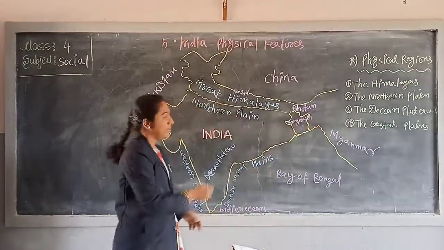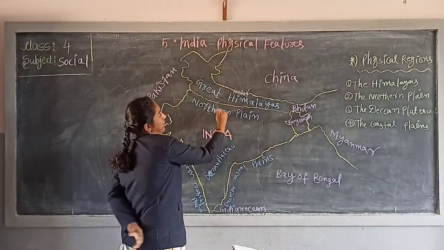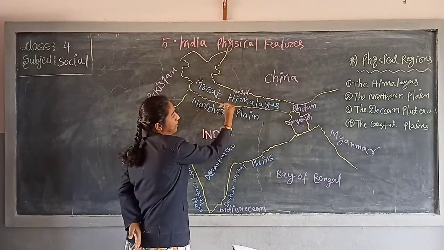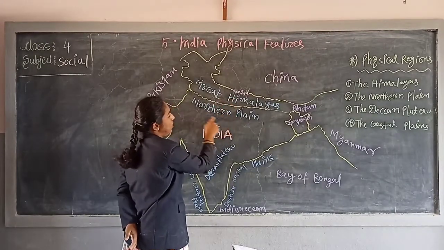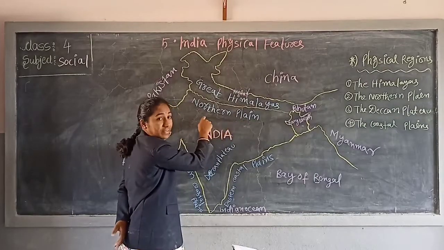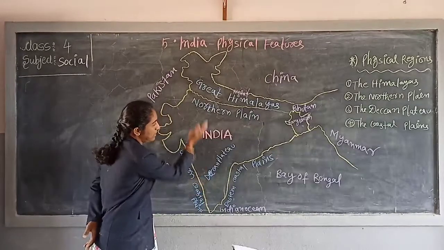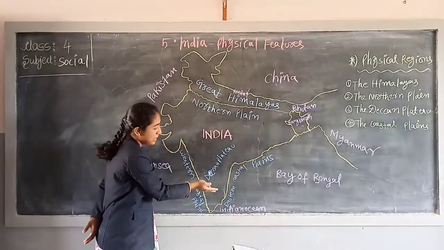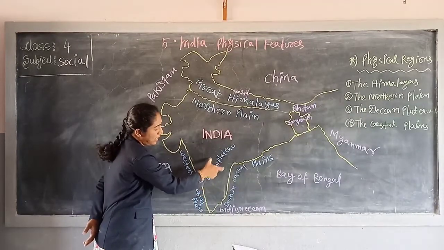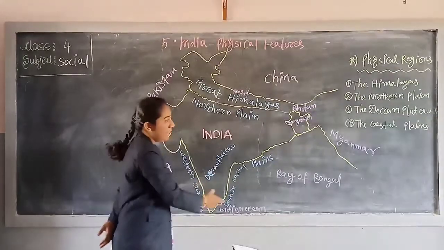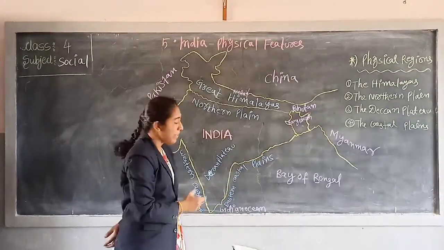Next, the northern plains. Look below the great Himalayas, south of the Himalayas, the northern plain is located. This is the northern plain. Next, the Deccan Plateau. Look, children, south of India, here is the Deccan Plateau. Next, the coastal plains.